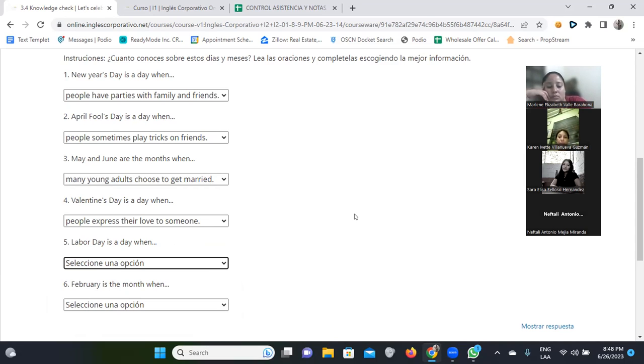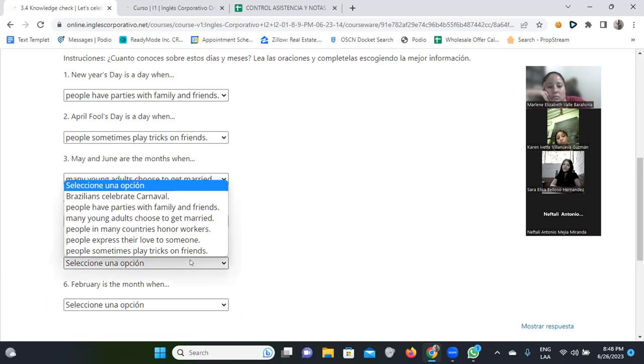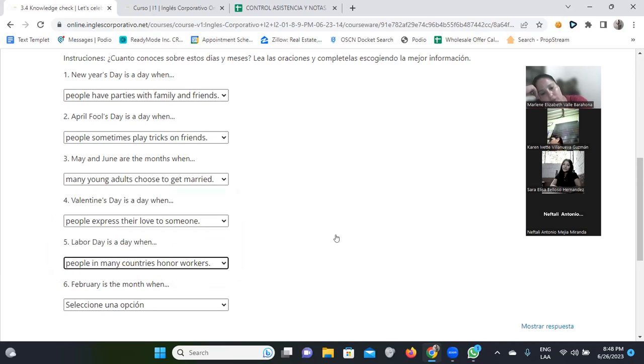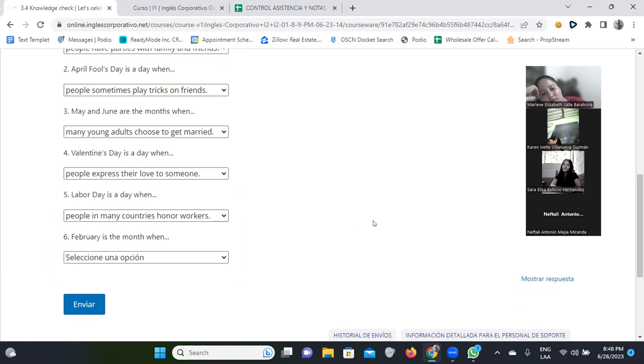People in many countries honor workers. Very good. Labor Day is a day when people in many countries honor workers. Thank you. Number six.